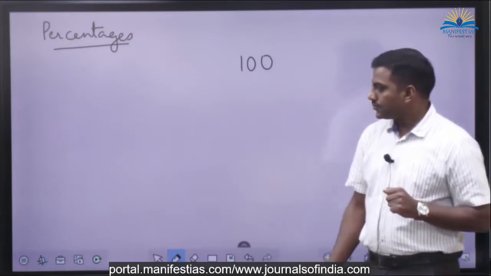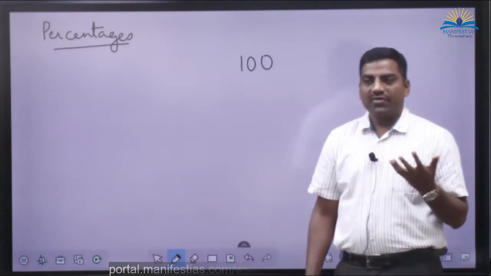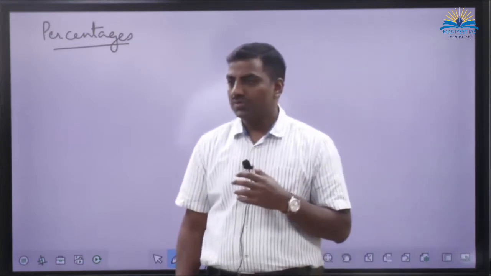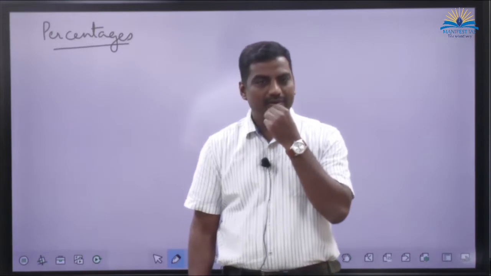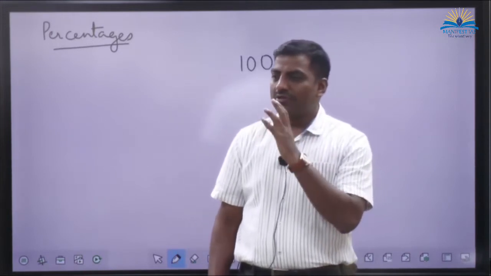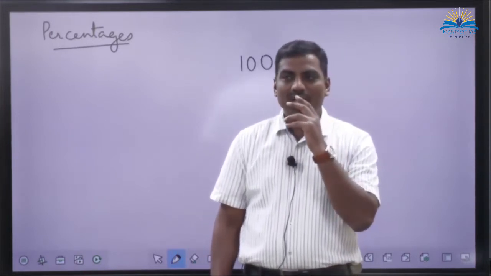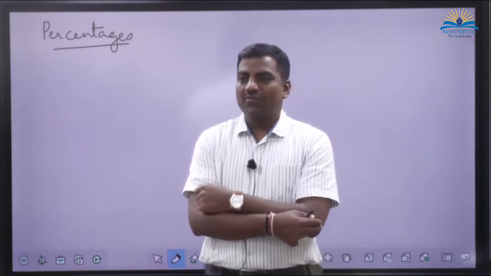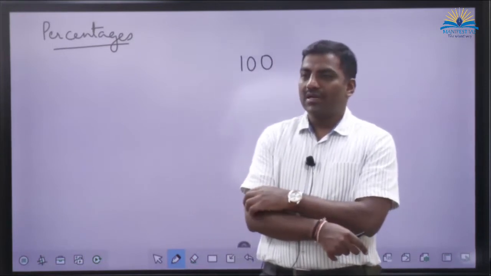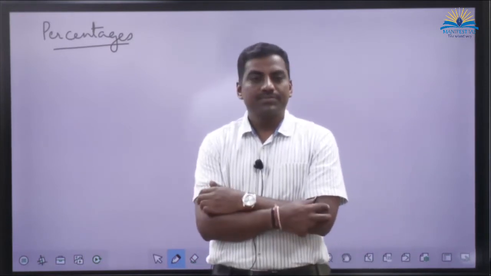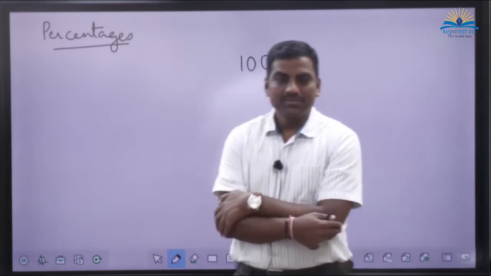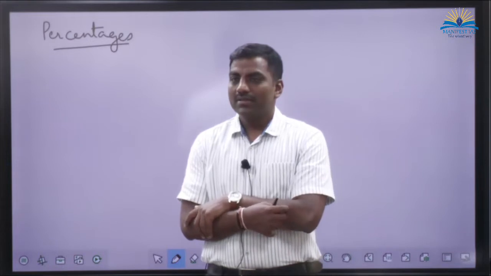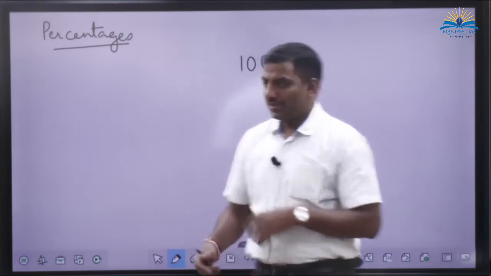For example, there are 5 chocolates and you have taken 2. What percentage have you taken? Out of 5 chocolates, you have taken 2. What percentage have you taken? 40%, correct? Out of 8, you have taken, let's say, 6. What percentage is it? 75%.